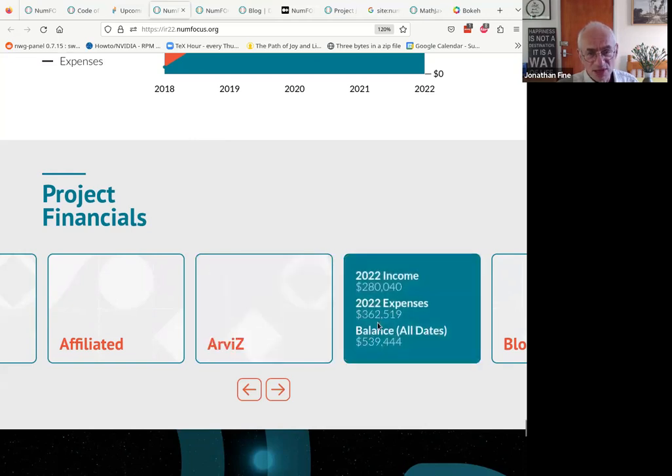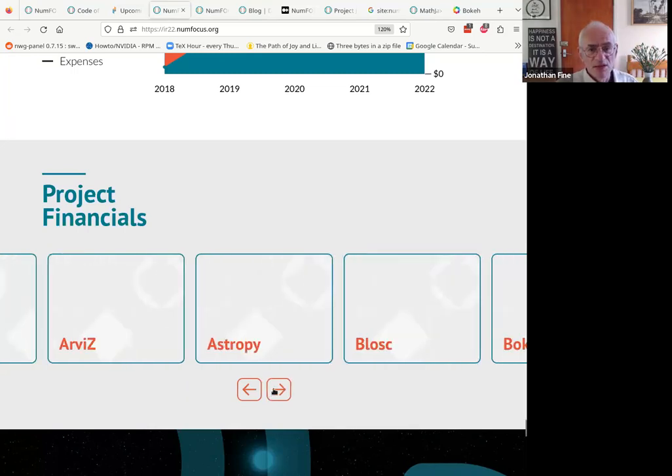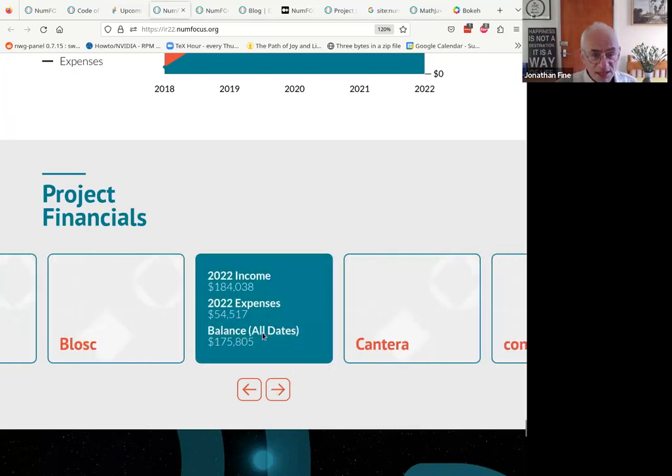So AstroPy, something to do with astronomy, income of 28,288. Oh, these are sizable figures. These are sizable figures of numbers. Bokeh, here's Bokeh. Okay, so it had an income. It seems that people are giving money to this project and it's not being spent yet, because the difference in the income and the expenditure was 130,000. And so it's got money in the bank that it's not spending.